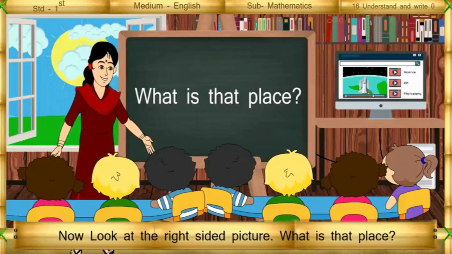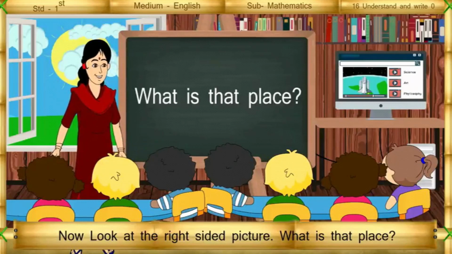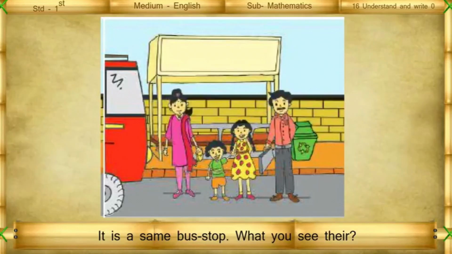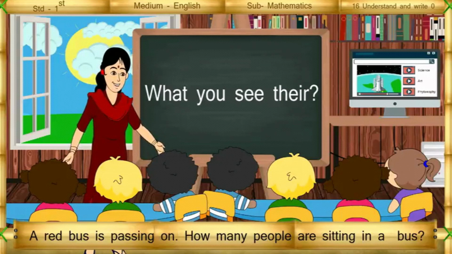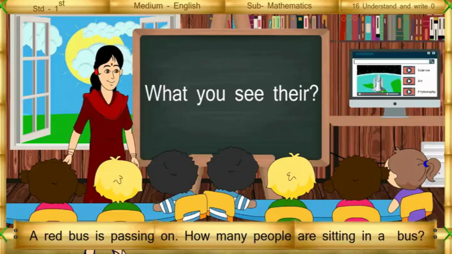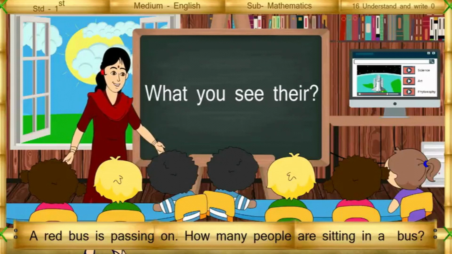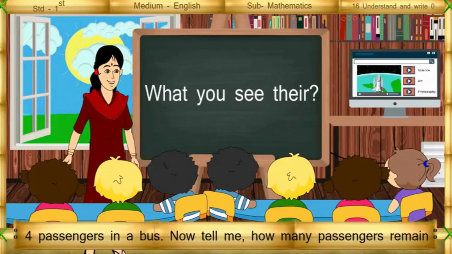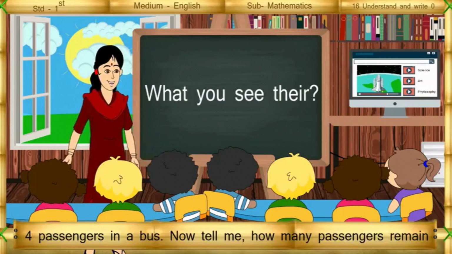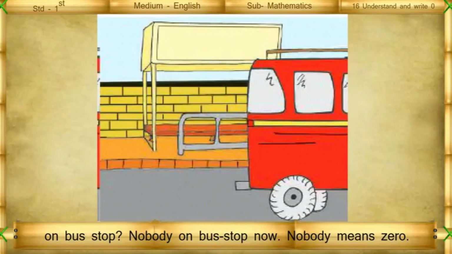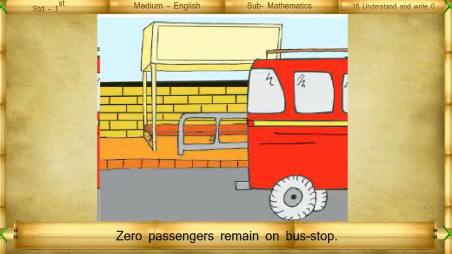Now, look at the right-side picture. What is that place? It is the same bus stop. What do you see there? A red bus is passing. How many people are sitting in the bus? 4 passengers in the bus. Now tell me, how many passengers remain at the bus stop? Nobody at the bus stop now. Nobody means 0. 0 passengers remain at the bus stop.